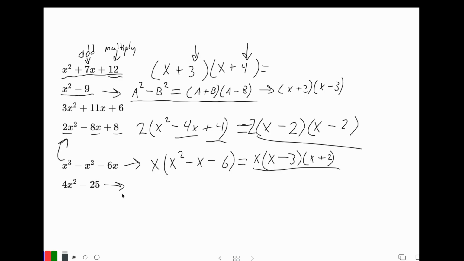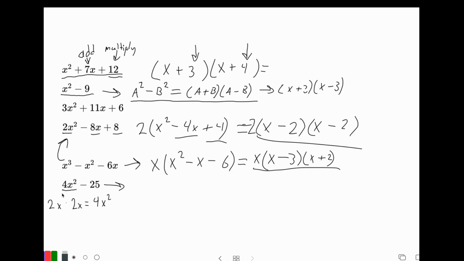Now for this next one, 4x squared minus 25. Now this one is a little tricky, because at first you go, okay, it's only two terms. It's not immediately apparent to do any of these, because this doesn't really look like two squares. There's not really anything we can pull out. But I want you to look closer at this first term. Is this a square? And you might say no, because it's got that number out front. But look, 2x times 2x equals 4x squared. So it actually is a square, even though it's got that coefficient out front.